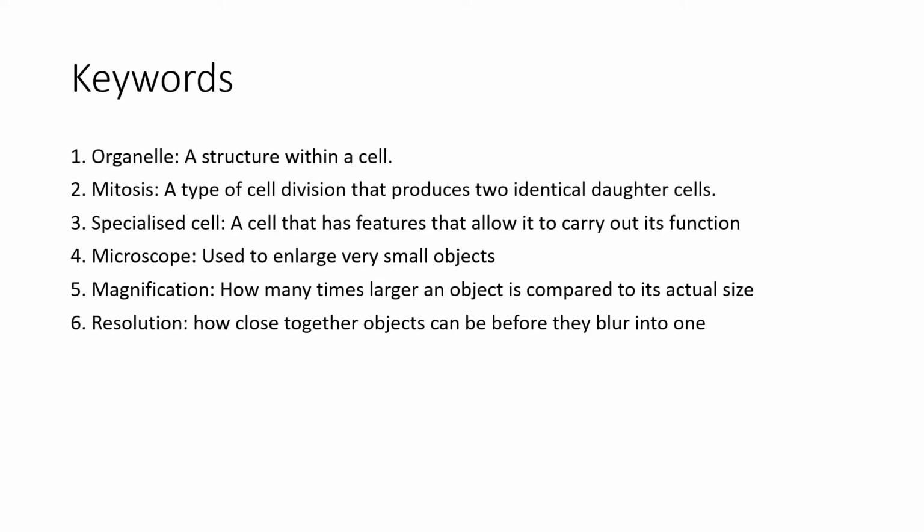3, specialized cell. A cell that has features that allows it to carry out its function. 4, microscope. A microscope is used to enlarge very small objects that are not visible to the human eye, to the naked eye. Number 5, magnification is how many times larger an object is compared to its actual size. So it's usually times by 400, times by 100, so those are the common ones. 6, resolution. Resolution is how close together objects can be before they blur into one.